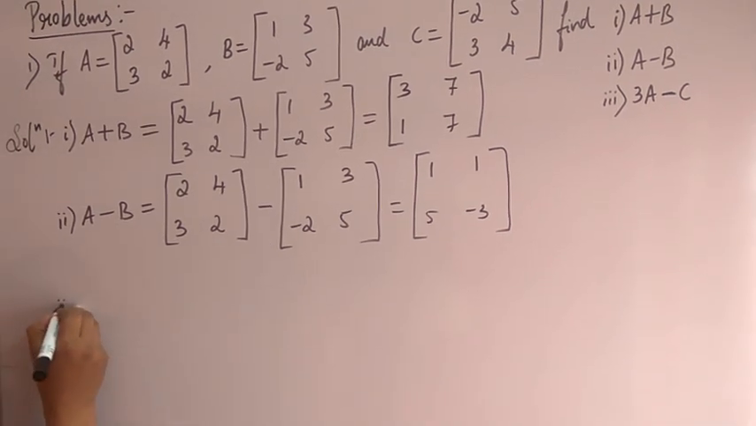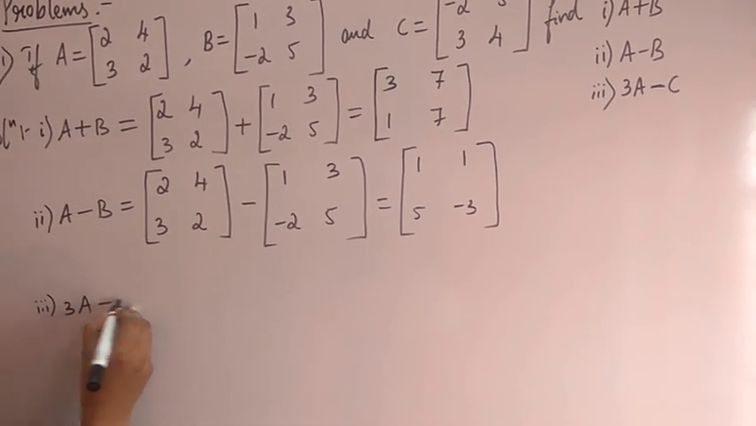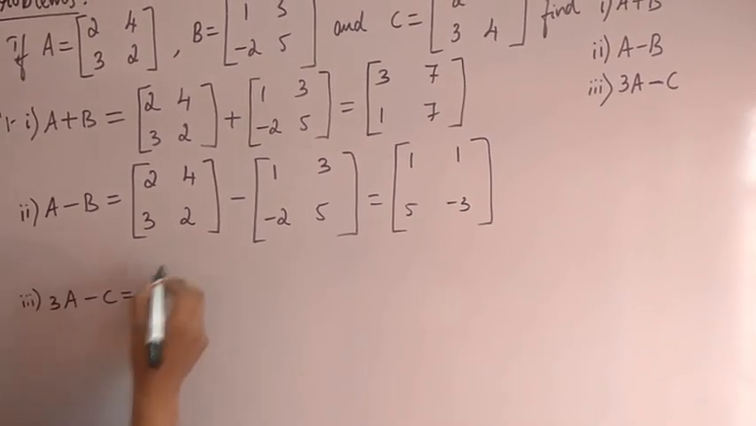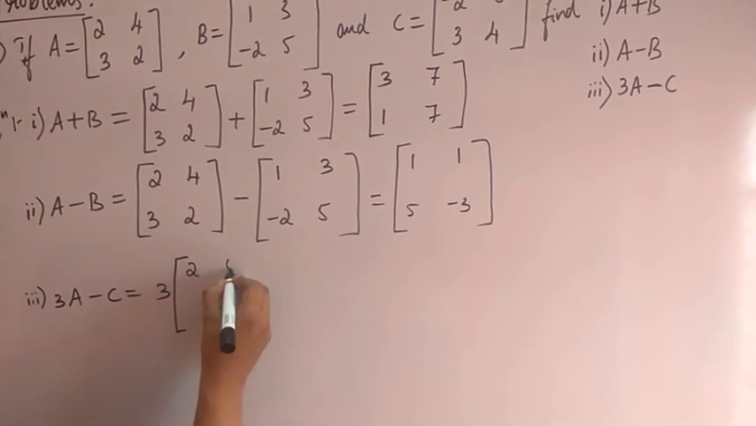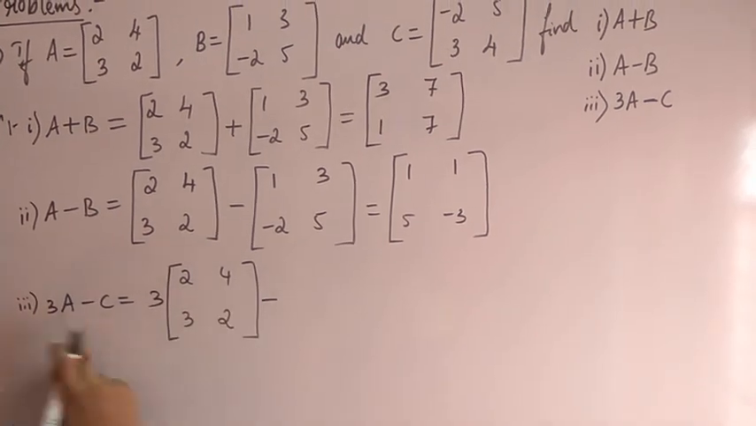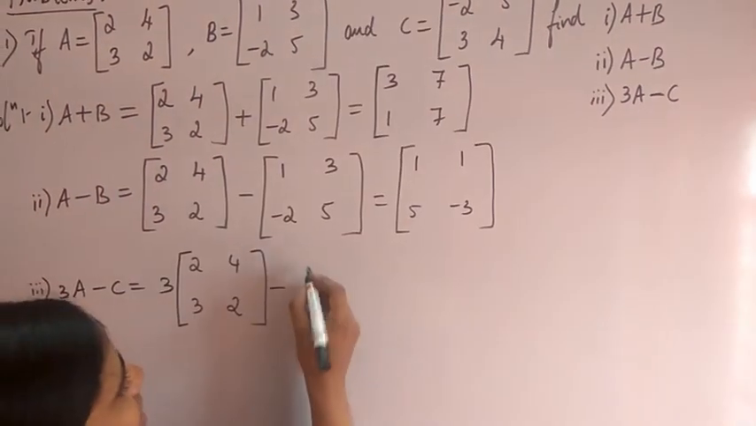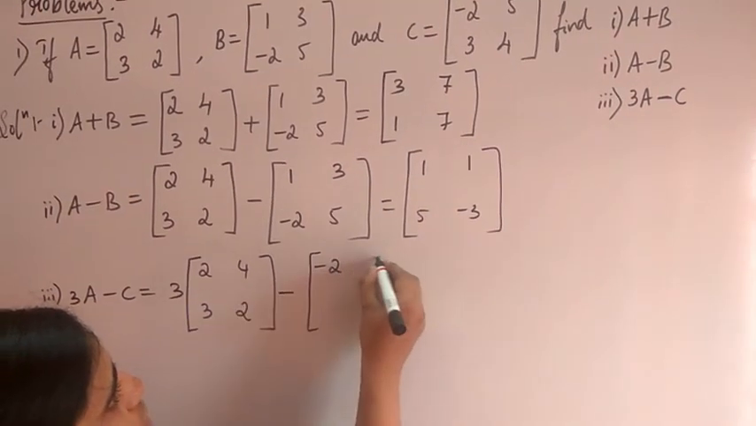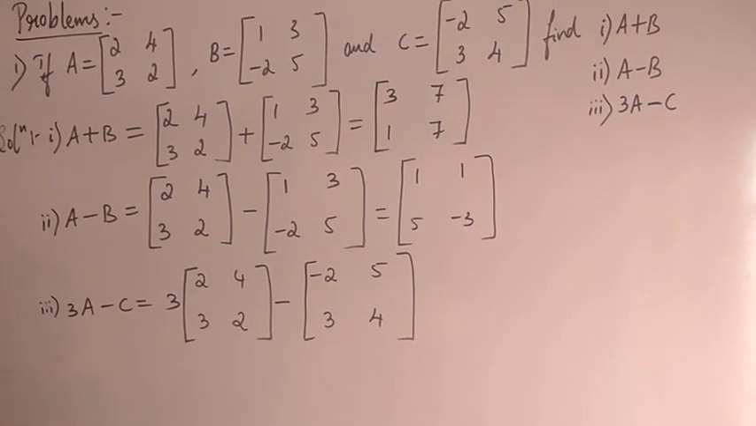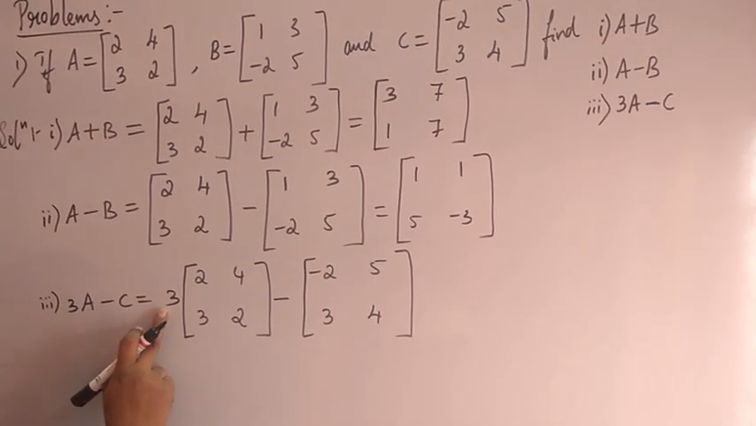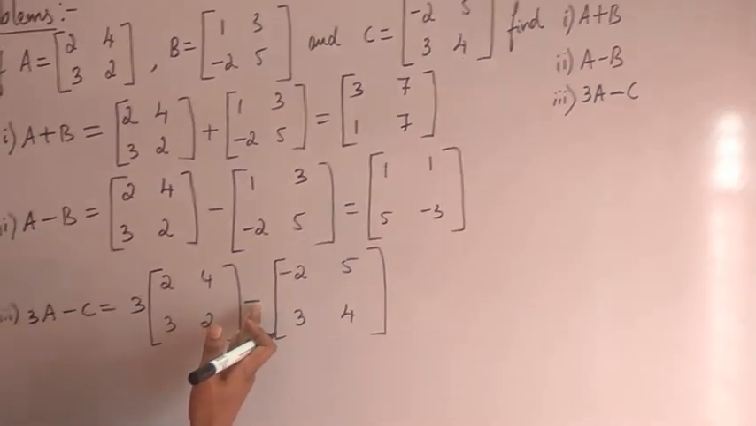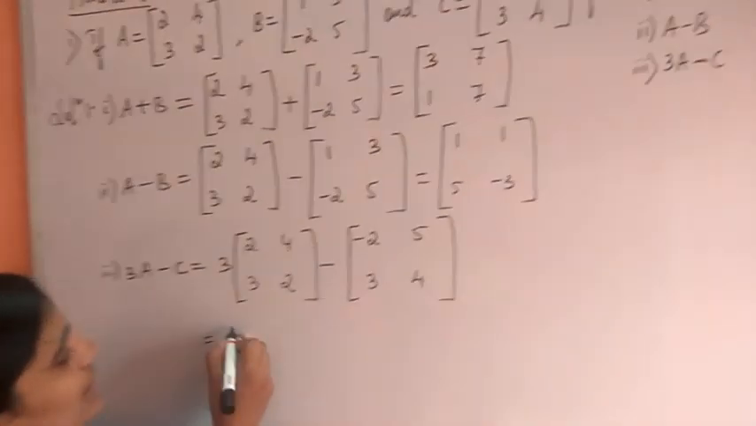The last, third one, is 3A minus C. Here 3 is a constant. 3 into A, where matrix A is 2 4 3 2. The sign is minus, and matrix C is given as minus 2 5 3 4. Here we can observe there is a constant 3 outside the matrix. First, we have to simplify the 3 inside the matrix, then move on to subtraction. So let us multiply now.